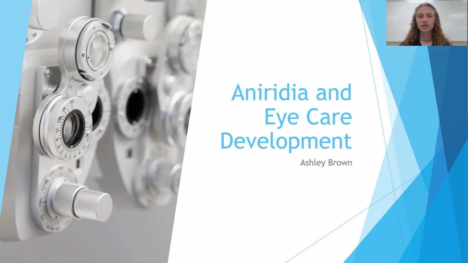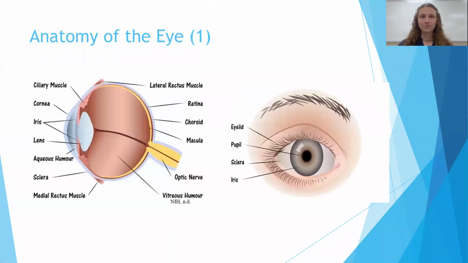I researched a genetic eye disorder called Aniridia and assessed eye care development of third world countries and their ability to respond to diseases like Aniridia. Before the details of Aniridia are discussed, I want to give a brief overview of the anatomy of the eye to understand which structures are affected.